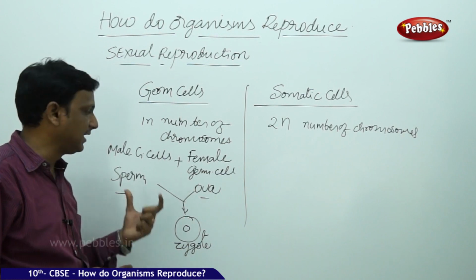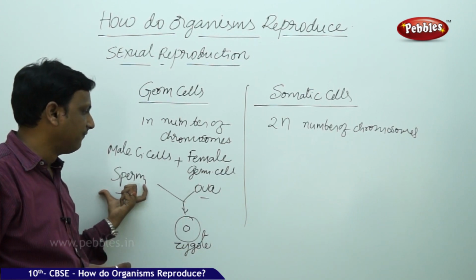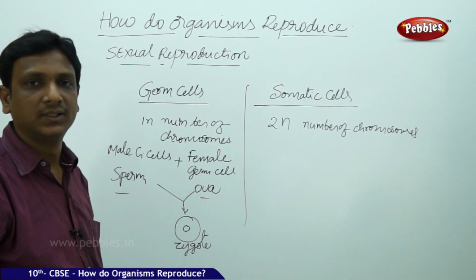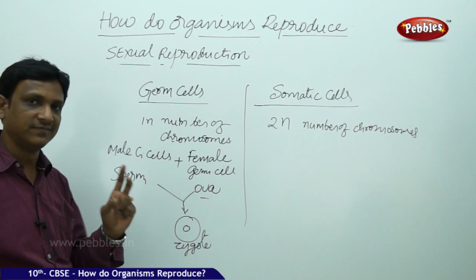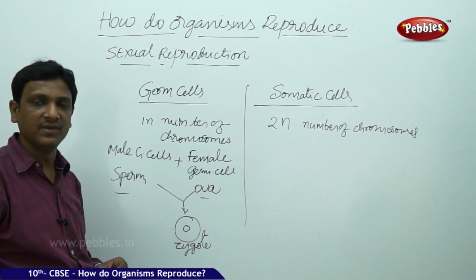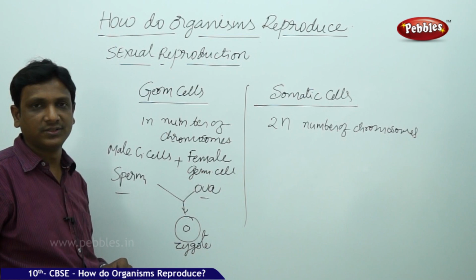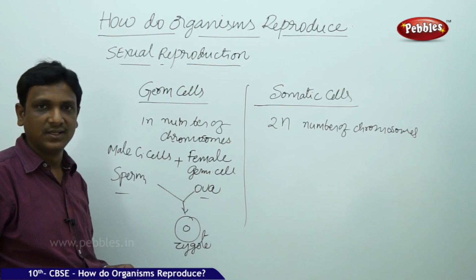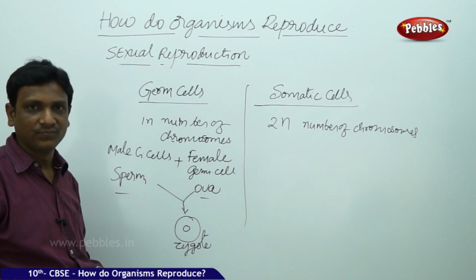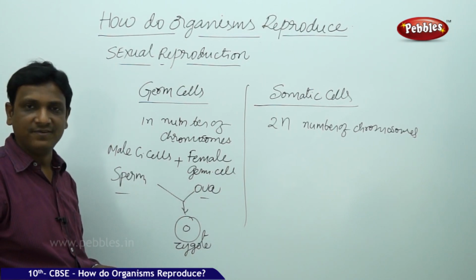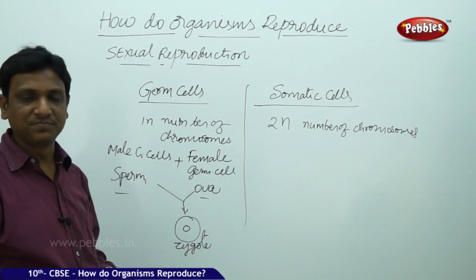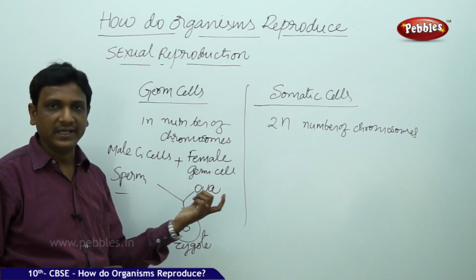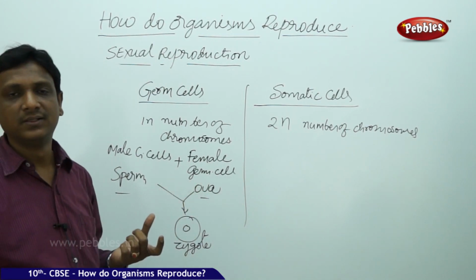The reproduction in which a male gamete, a sperm cell, fuses with a female gamete to form a zygote is called sexual reproduction. So it involves the participation of two organisms, a male organism and a female organism. This kind of reproduction is seen in both plants and animals. In plants, you may not call it a sperm cell. You call it a male gamete and a female gamete. We don't call it a sperm in plants, but in animals you call it a sperm and ova.